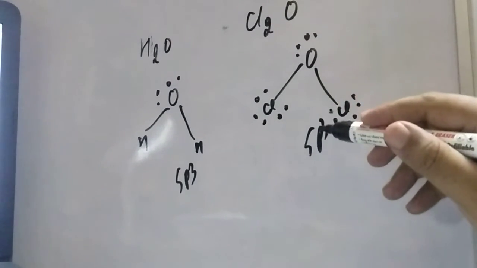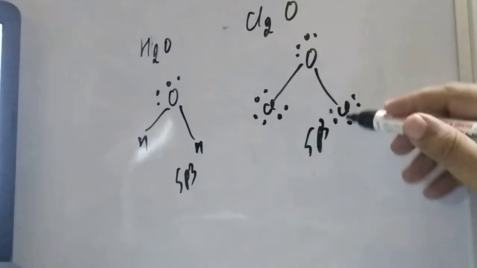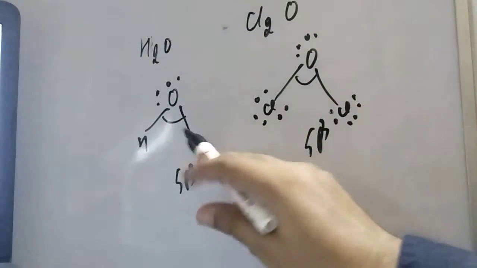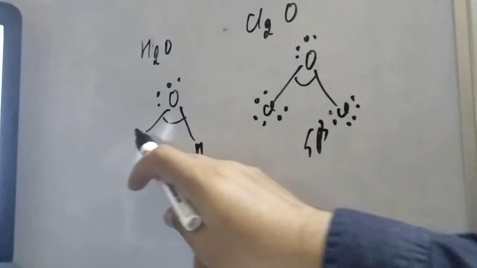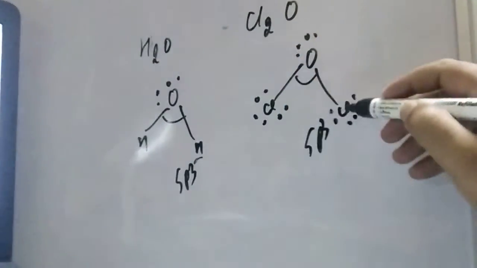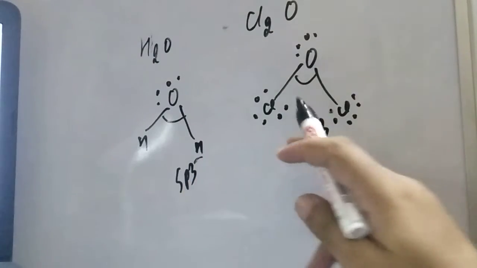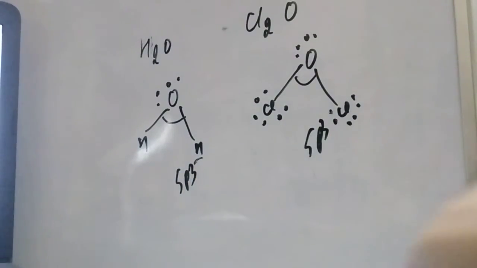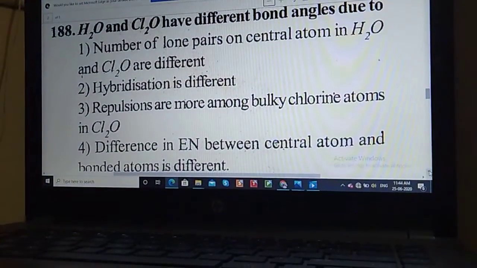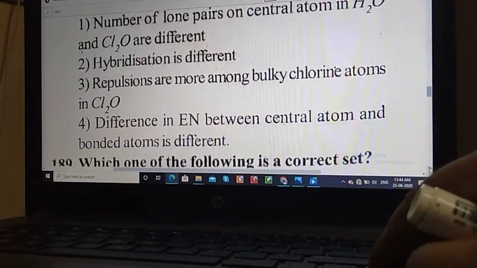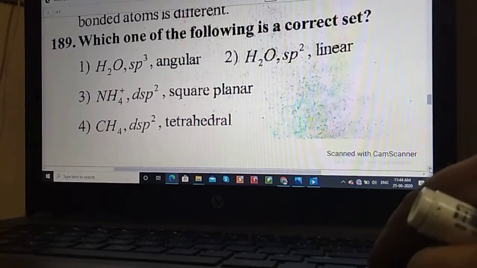So H2O and Cl2O have different bond angles. Why, student? Hydrogen has only one electron, and no lone pair electron on hydrogen. So the repulsion will be less in case of H2O, but here it will be more. So the correct option will be option number 3, student. What they are saying is repulsion is more among the bulky chlorine atoms in Cl2O. Now let us move on, student, to question number 189.